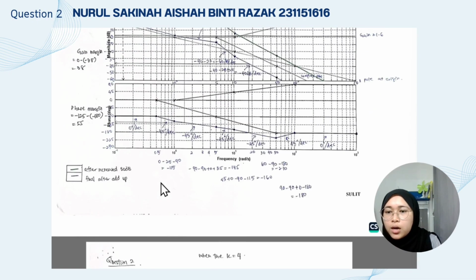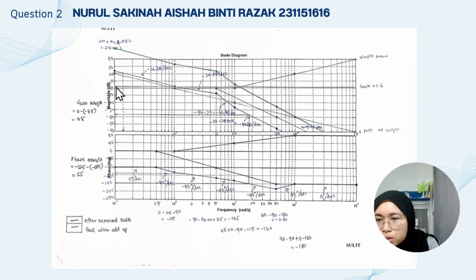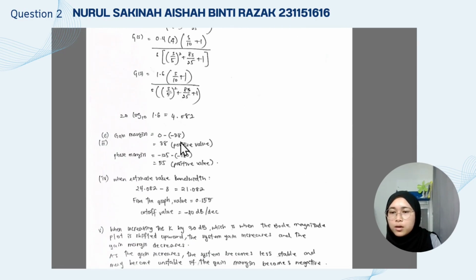After that the phase margin. Okay, the phase margin I get from here, which starts from 0 until I touch the final plot of the magnitude, and then going down here, and then I get here. So negative 125 minus negative 180, and then I get 55. All right, so positive value. So we know that here it is stable.